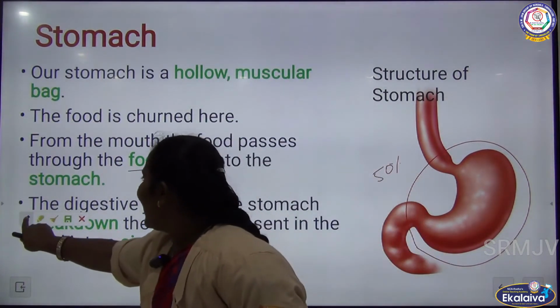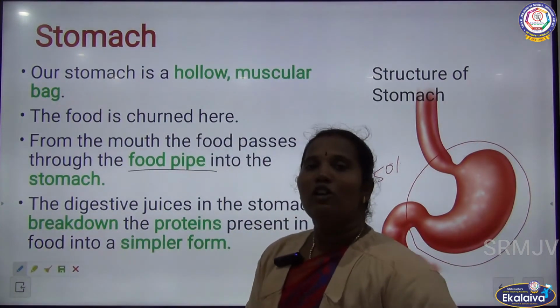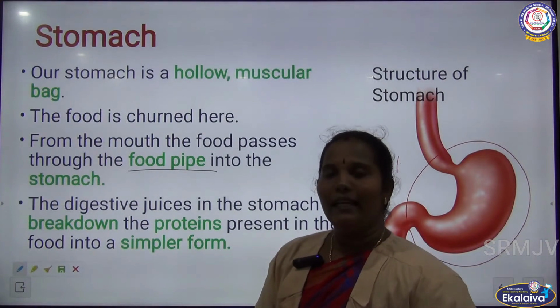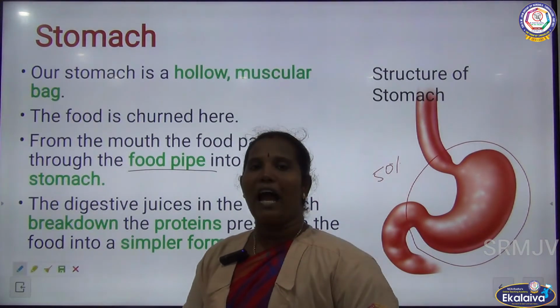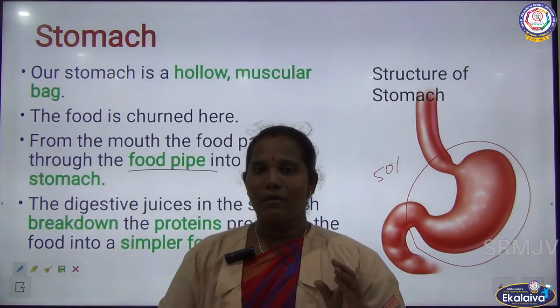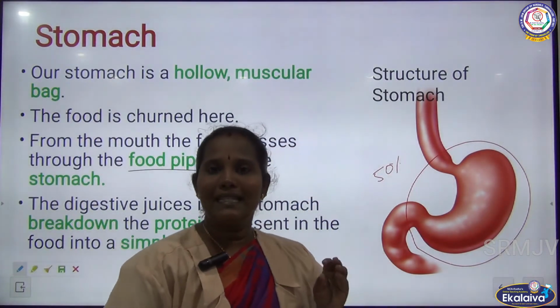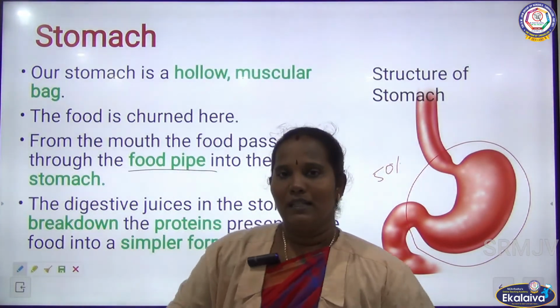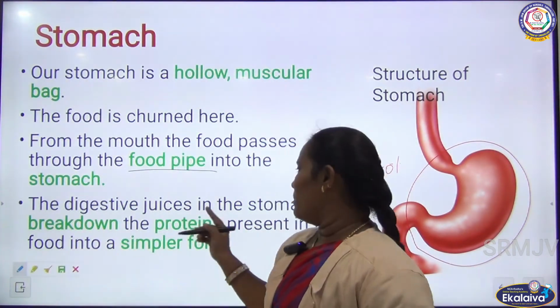After the food pipe enters the stomach, the stomach also secretes some digestive juices. It also secretes HCl, hydrochloric acid. If the food has some microbes, this HCl helps to destroy these microbes. This is one use of the stomach.